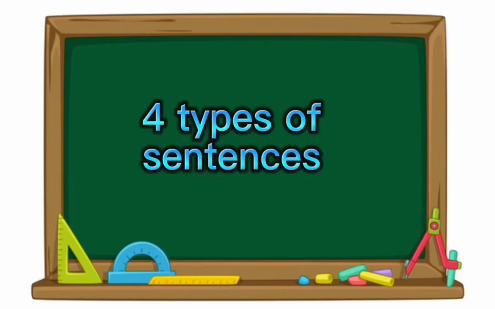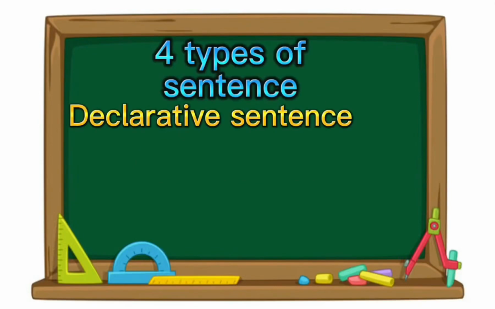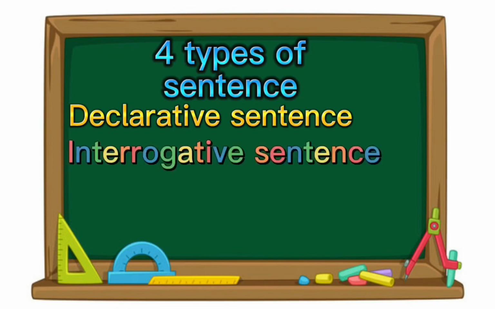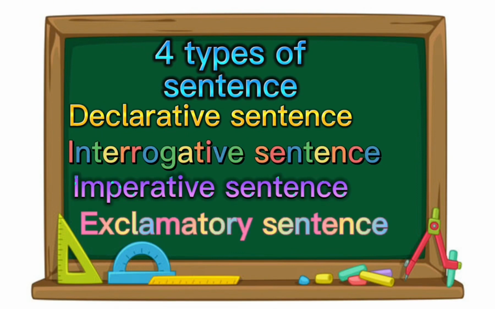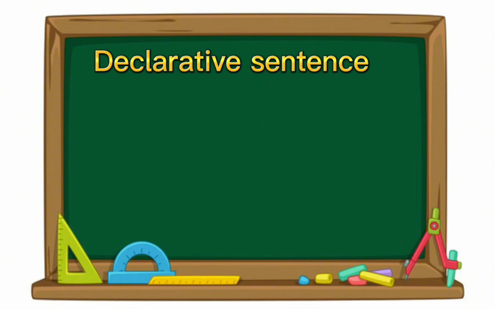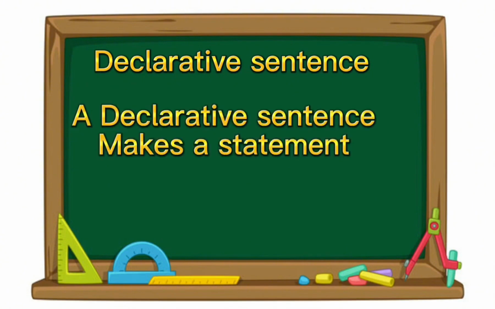4 types of sentences: declarative sentence, interrogative sentence, imperative sentence, exclamatory sentence. Declarative sentence. A declarative sentence makes a statement.